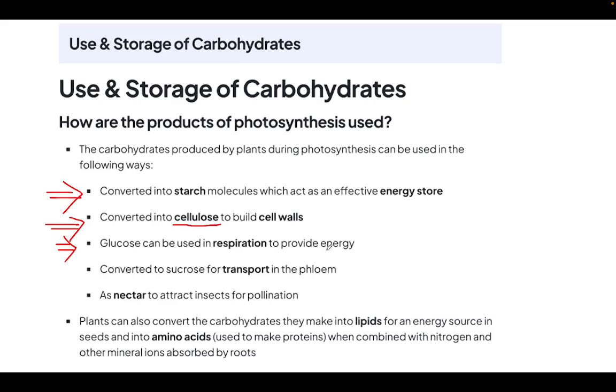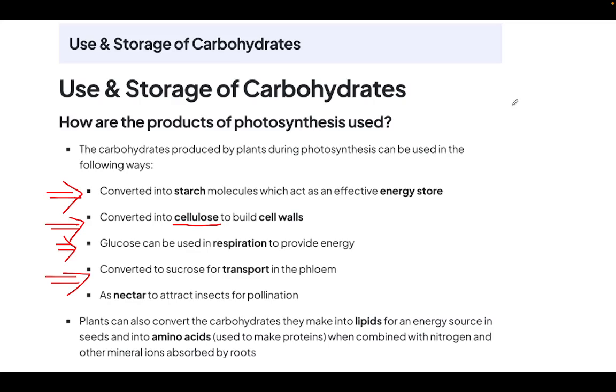Nighttime, because the plant has glucose, it has oxygen, so it can do respiration. Because the moment there is light, photosynthesis happens mostly. But in the dark, a plant can do respiration to get energy. So the glucose which is produced can be used in respiration and provide energy for the plant. A very important point, this one right here, maybe new to many people: glucose which is formed is converted into sucrose for transport in the phloem.